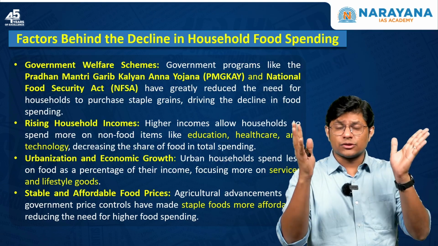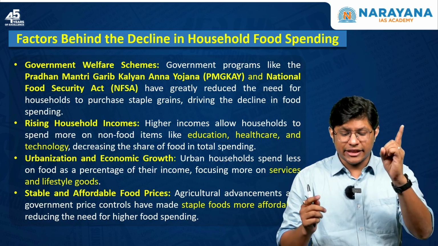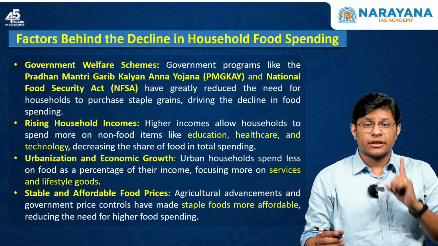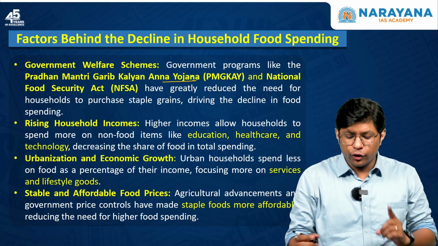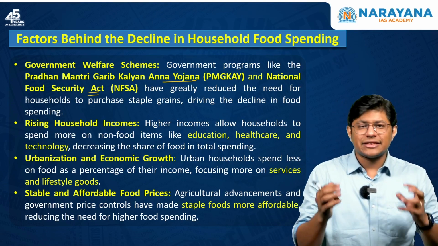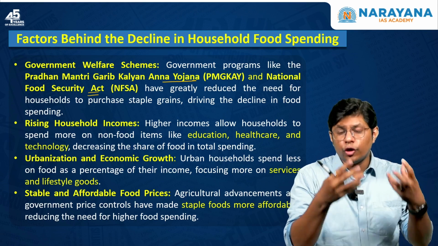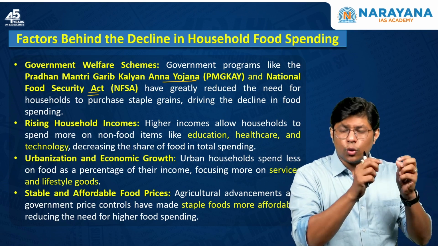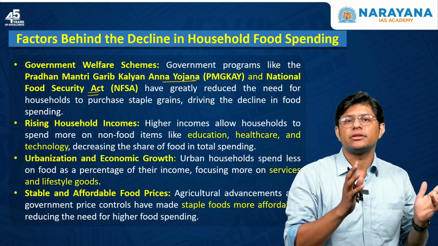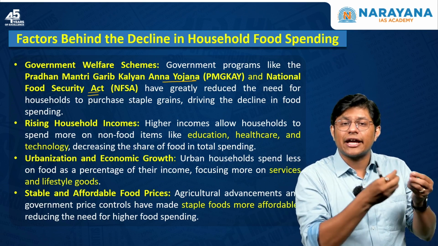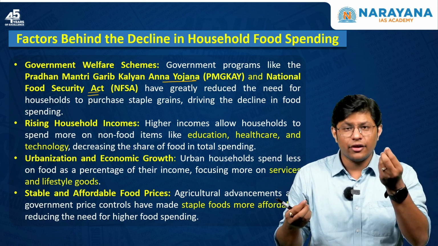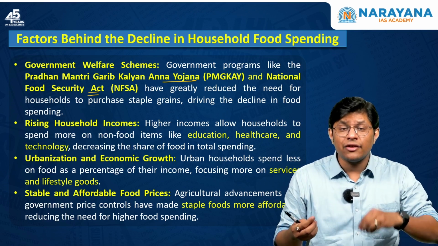Let's understand the reasons. One, government schemes like the Pradhan Mantri Garib Kalyan Anna Yojana and the National Food Security Act. Now, these schemes provide food to the people at a very low rate or free of cost, which means people do not have to spend money on food. Why? Because these schemes are helping the people to get food. So, there is a decline in food expenditure.